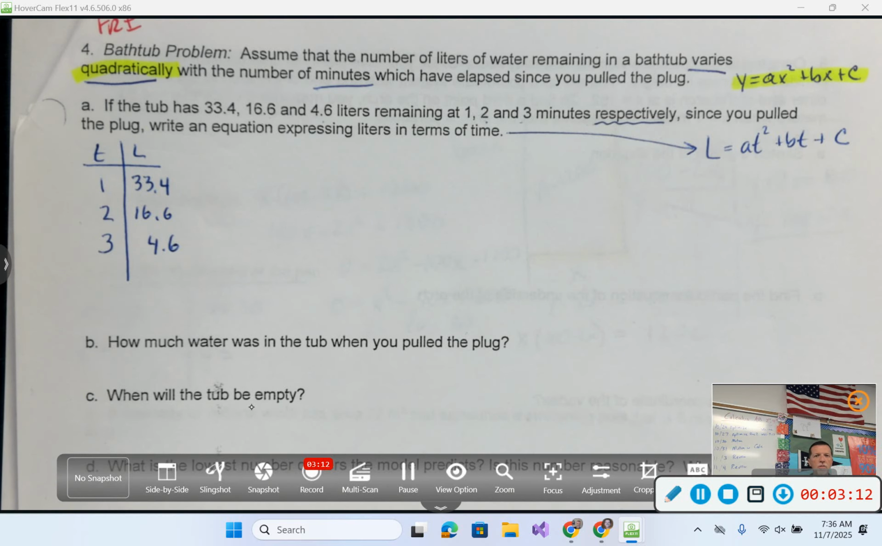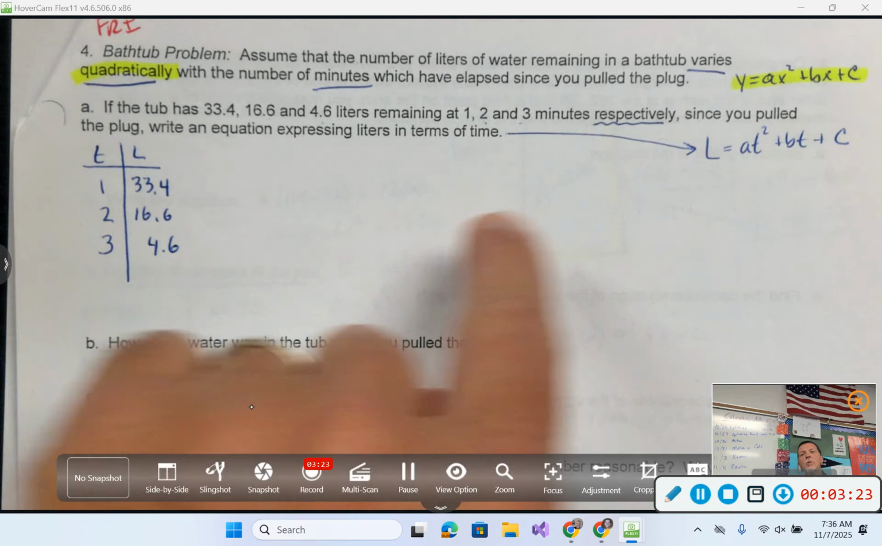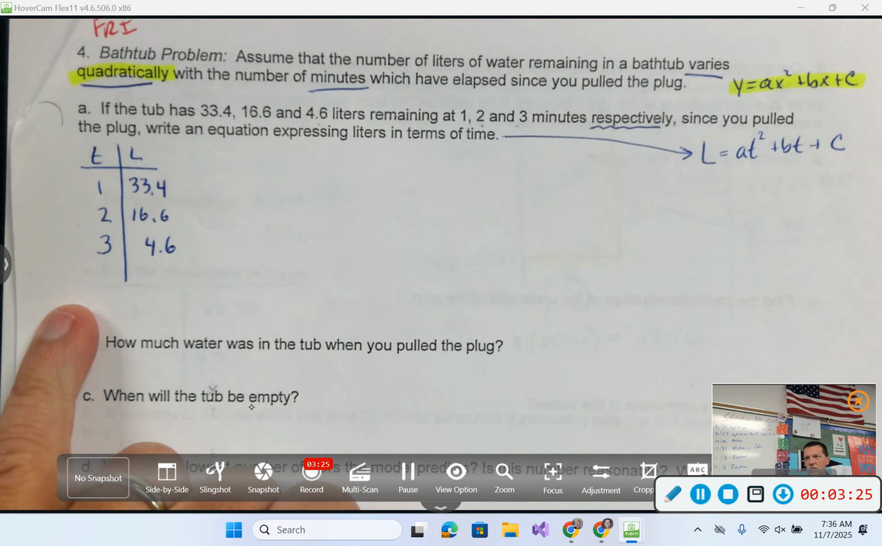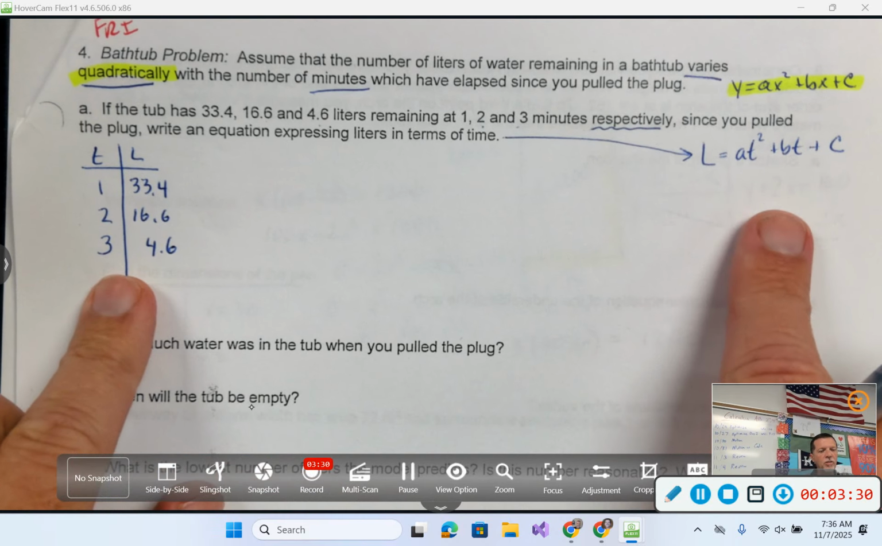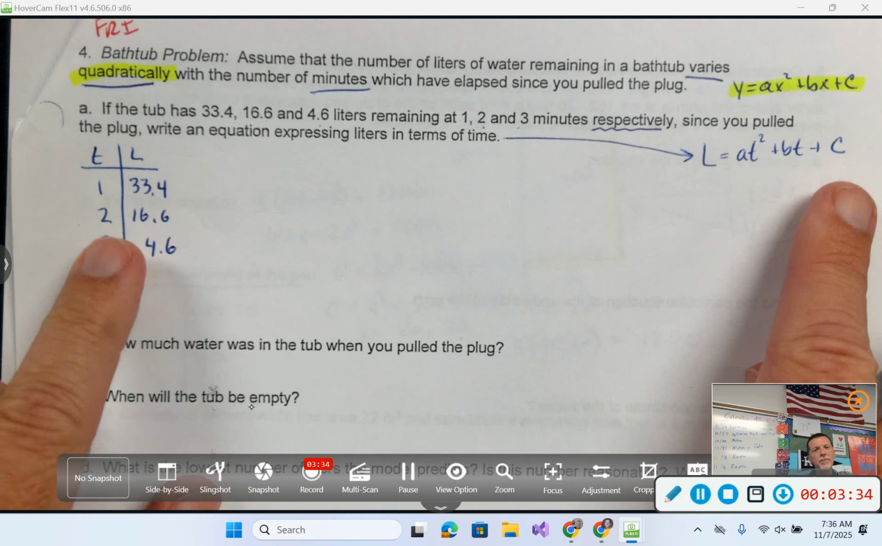Right, an equation expressing liters in terms of time. Okay, here comes the calculator part. Because our calculator can take those 3 points and figure out what equation would match those. There's a way to do it by hand, but it would be 3 equations and 3 unknowns, and the equations would have t squared in them, and so it would really be hard to do by hand.